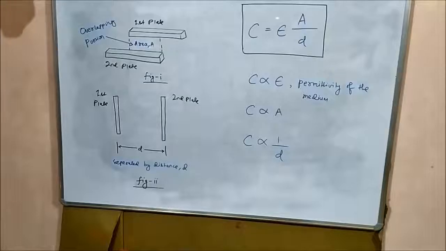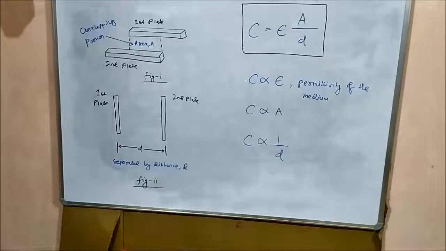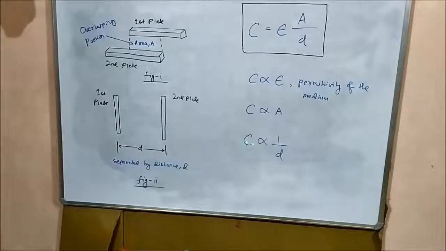But just for now, you understand that the capacitance can also be expressed as epsilon A by d, where the capacitance is directly proportional to the permittivity of the medium, which means more the permittivity, more the capacitance. It is directly proportional to the overlapping area, which means more the overlapping area, more the capacitance. If the two plates completely lie one above the other, then the capacitance will be maximum, and the capacitance is inversely proportional to the distance of separation between the two plates, which means more the distance, less the capacitance, less the distance, more the capacitance.